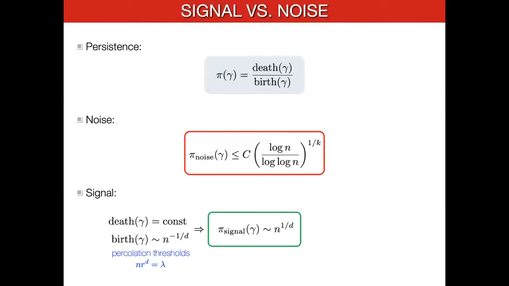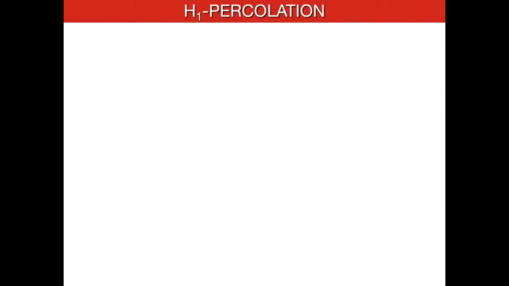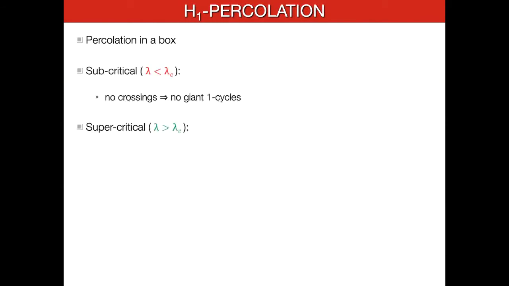Okay, so this is going back to the TDA motivation, and what I want to tell you now is a little bit about the proofs for this statement. So let's start with the appearance of the giant one cycle, just looking at H1 and what we might call H1 percolation. And here, actually, what we need to do is very simple. We just need to go back to the crossing paths.